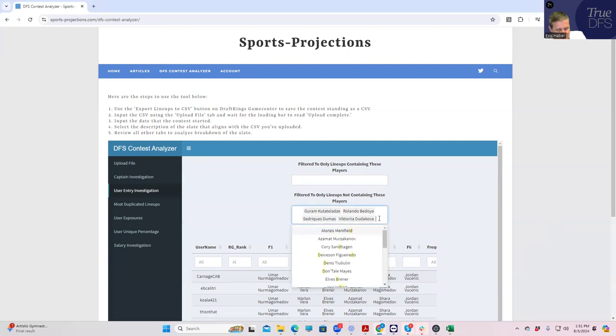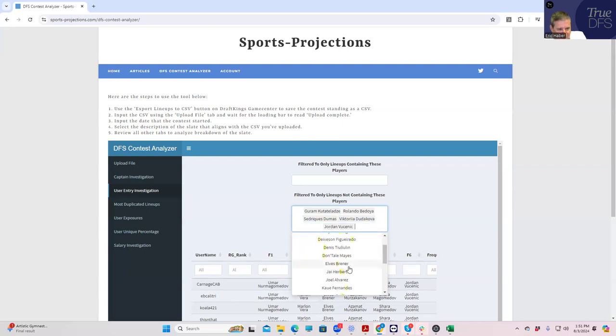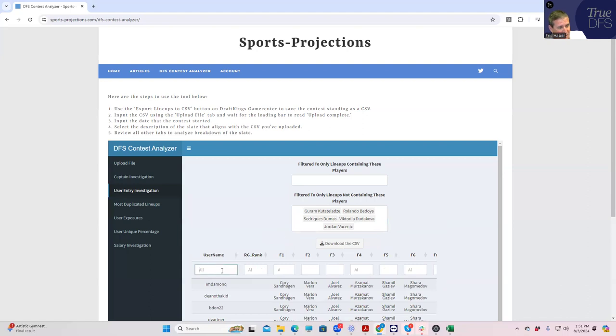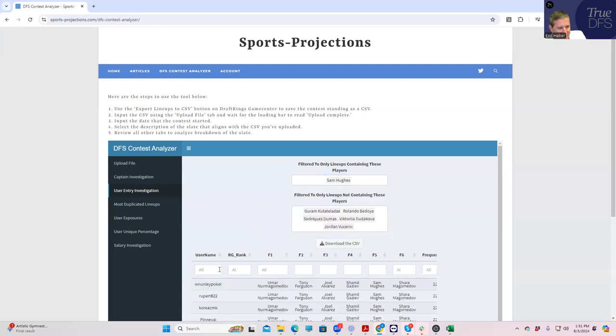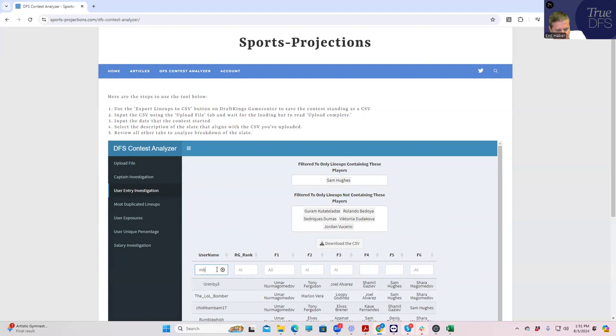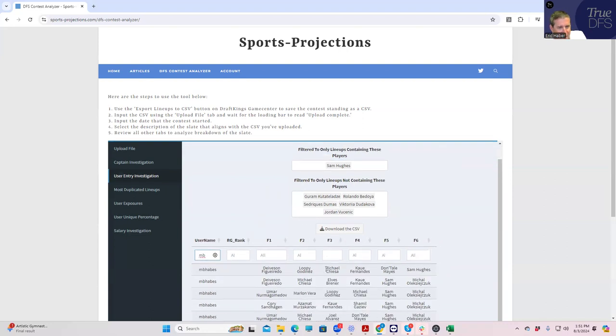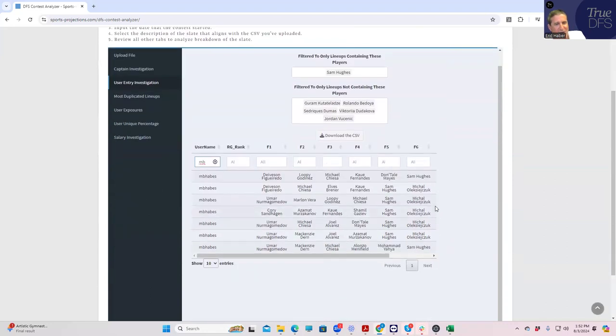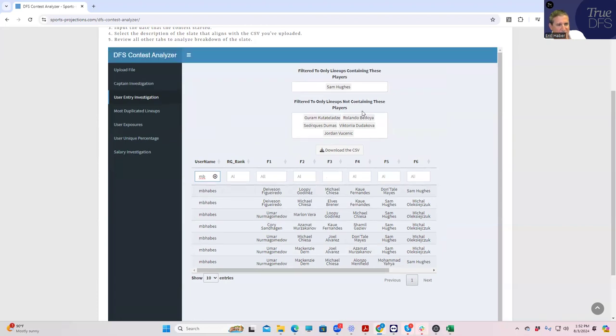Well, definitely the guy that just lost, what's his name? He looked good for a while, by the way. Jordan Vucenic. Let's see if we include Hughes as optimal for now, right? How many of those do we have with none of those other people? All right, so we have five lineups with Hughes and nobody else. Okay, and all these guys bust.